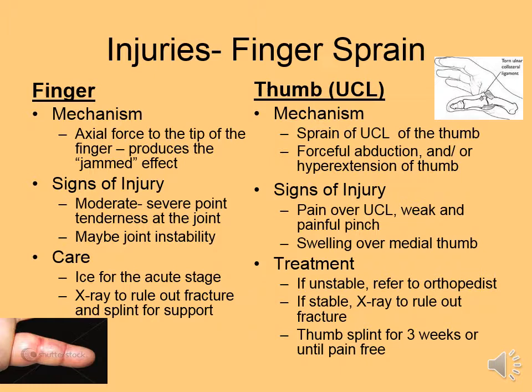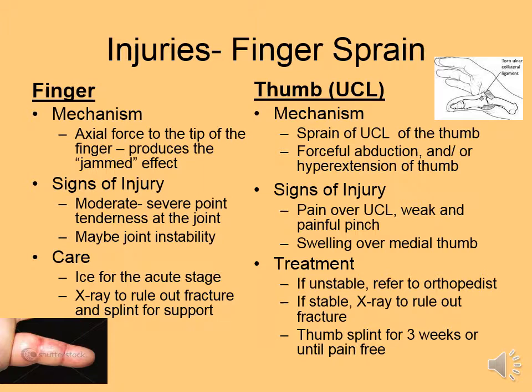As far as our mechanism here, most often people sprain their UCL, so that would be the UCL of the thumb is here in the web space of the thumb. And that can happen by forceful abduction, or pulling out like this, or hyperextension or pulling back like this on the thumb. So actually the thumb tape job you guys learn in class is specifically for this UCL sprain.